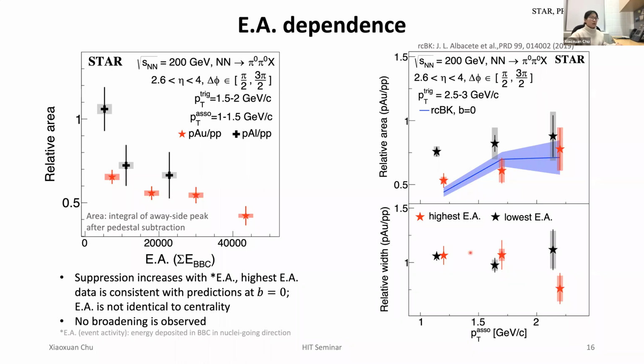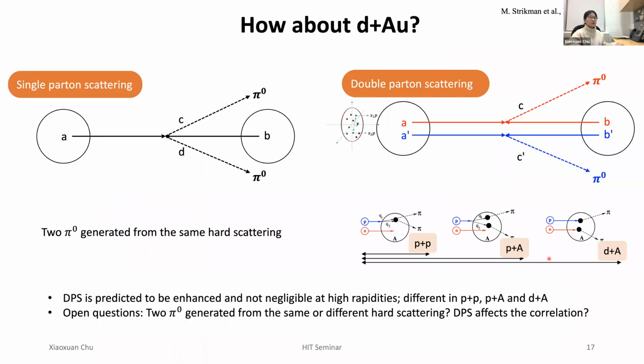And the last one is, as we discussed, the broadening. The extracted width ratio of p+Au to pp is actually very close to 1. So we didn't observe broadening in p+Au collisions compared to pp. And those are all the data from the pp and pA collisions.